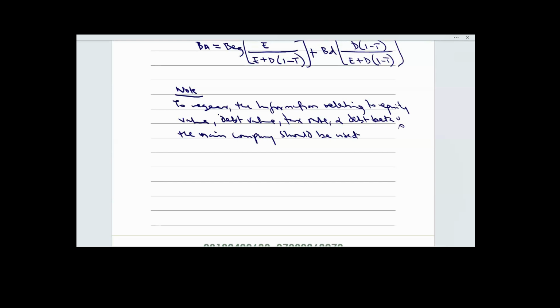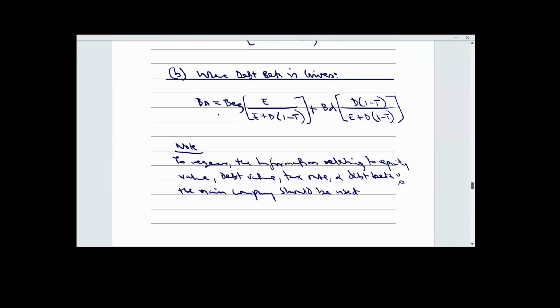Then we move to step 3. Now, if in the question you are given debt beta of the proxy company, but you are not given debt beta of the main company, then you are at liberty to assume that debt beta is risk-free, or you assume the debt beta of the proxy company. But always assume that if you are not given the debt beta of the main company, it is risk-free. You don't need to be stressing yourself.